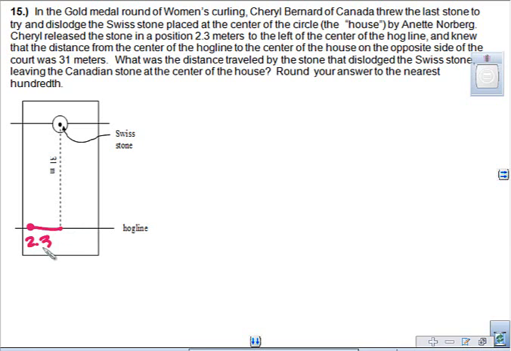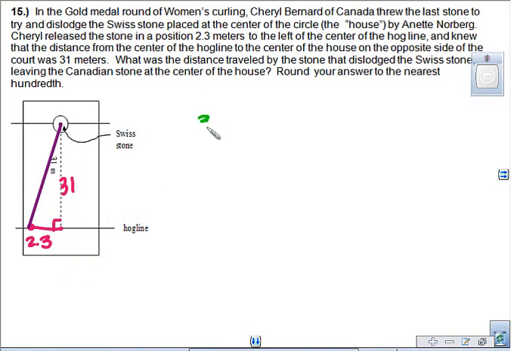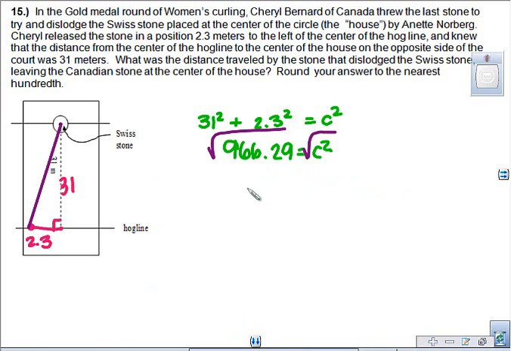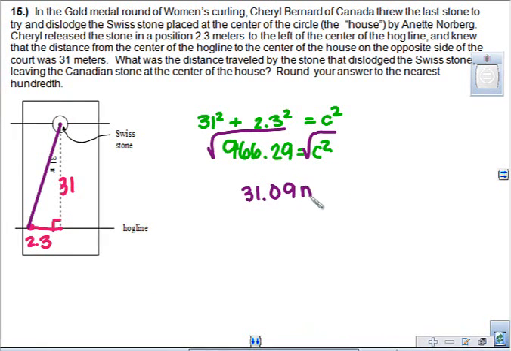So 2.3 meters to the left, and she's aiming here at the center of the house there. So along that purple line, that's the path the stone is going to travel, and that's what we're looking for. And they tell you that this distance is 31. So we can use the Pythagorean Theorem to solve this problem. When you square those and add them together, you get approximately 966.29. Still have to take the square root, and that distance is 3.09 meters. We were told to round to the nearest hundredth.